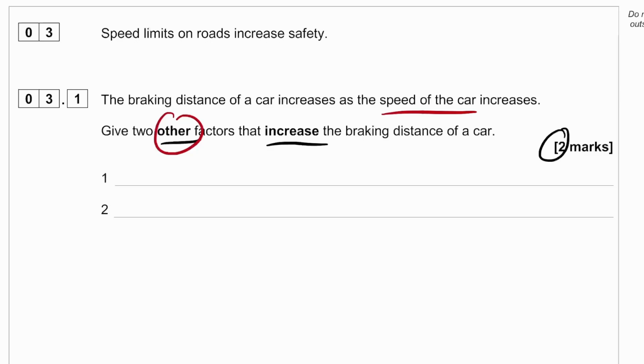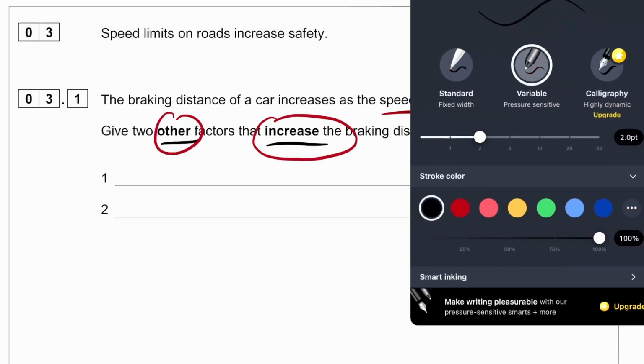But one thing that you should know is that in bold over here, it says factors that increase the braking distance of a car. So you can't just say the factor, you have to specify what you would do to that factor to increase the braking distance of the car. So what does that mean? Well, let's have a look.